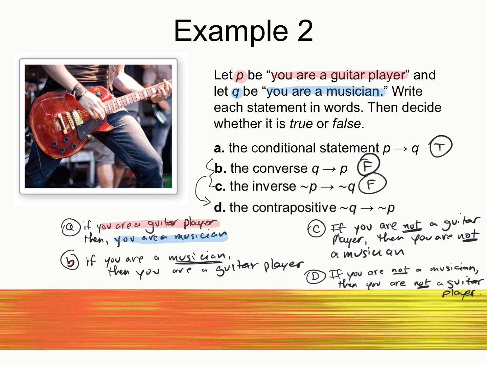So if I am not a musician, then I am not a guitar player. And that's true, because if I'm not a musician, I'm not any instrument player, right? I don't play any instruments, so this would be a true statement. And so notice here that they want you to do two different things. They want you to rewrite it in words, which is what we did here, and then figure out if it's true or false.